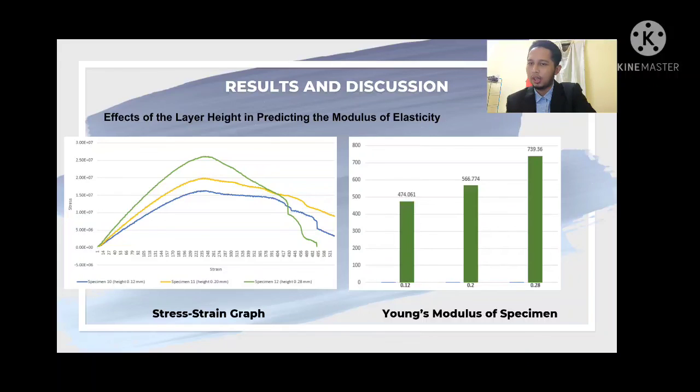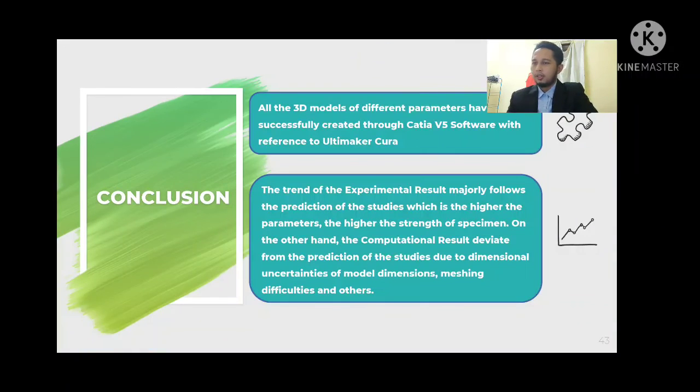Height 0.28 mm has the highest Young's modulus. The trend is followed by the second highest, which is height 0.2 mm, and the last specimen at height 0.12 mm. So in a nutshell, the study that has been carried out successfully met the two objectives of this project. All the 3D models of different parameters have been successfully created through CATIA V5 software concerning Ultimaker Cura.